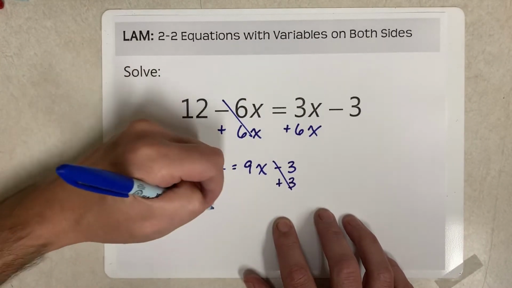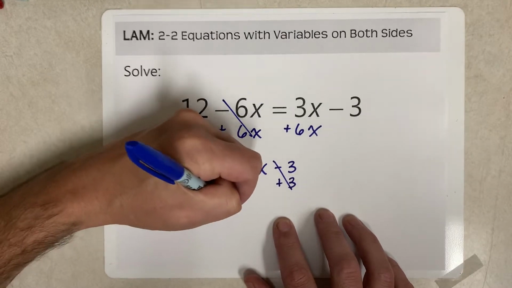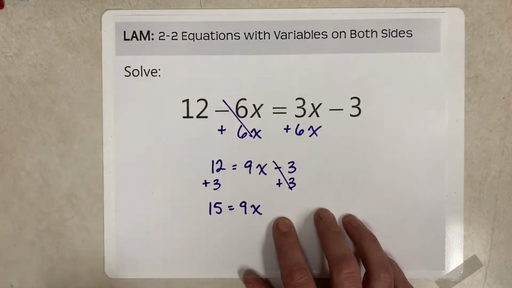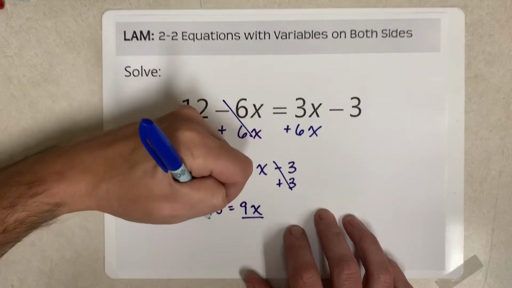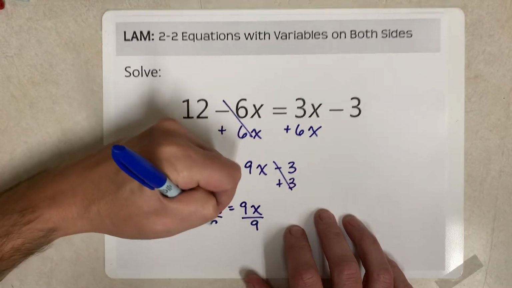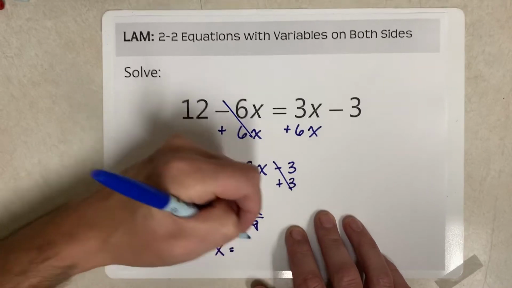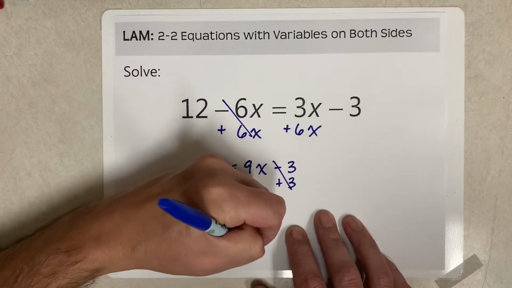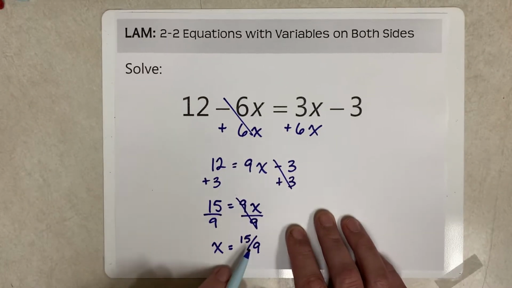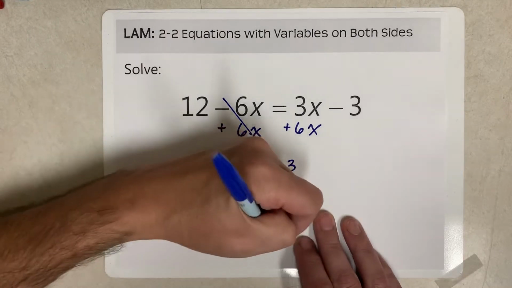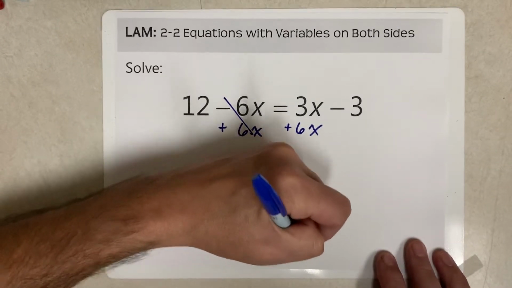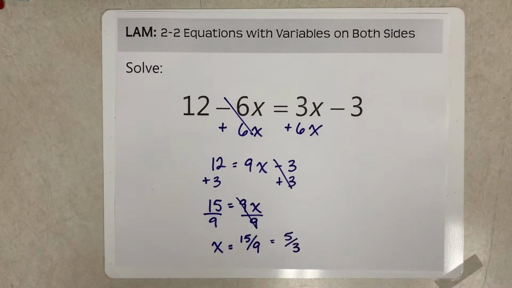12 plus 3 is 15. Divide by 9. And now I've got x is equal to 15 over 9. Can I simplify this? I can divide them both by 3. Now we get 5 over 3 for my final answer for that one.